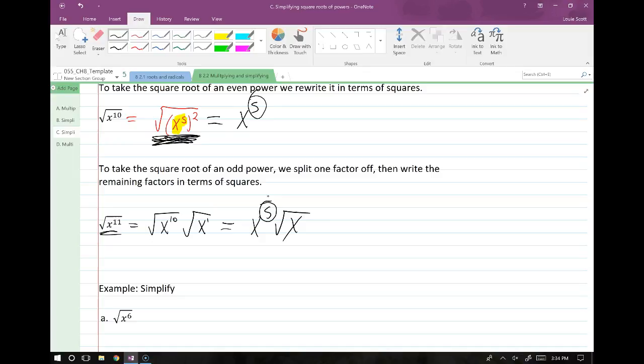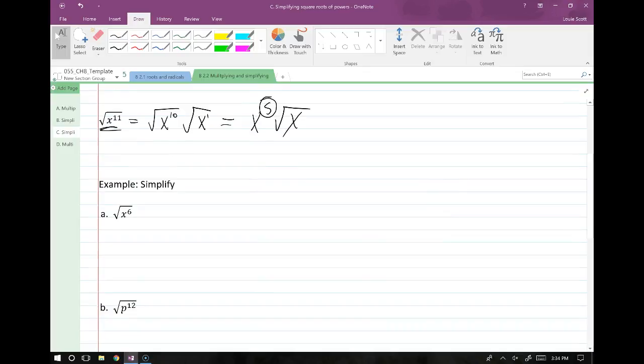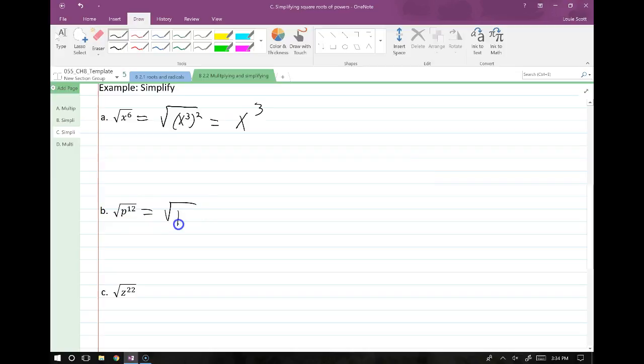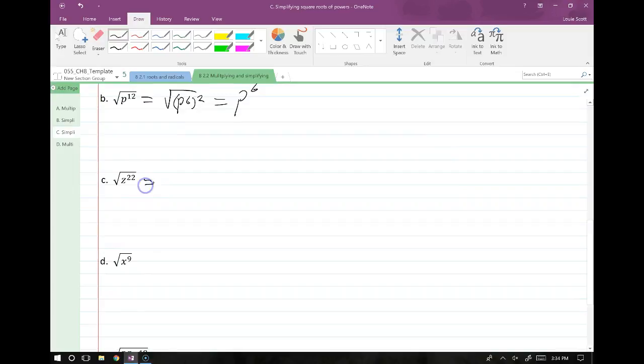All right, so if they tell us to simplify these, I notice this has an even exponent, so I'm going to write it in terms of squares. Exactly, x cubed squared, and x cubed pops out. P to the 12th, I can write as the square root of p to the 6th squared. P to the 6th pops out. Z to the 22, z to the 11. We rewrite it as z to the 11 squared. There we go.